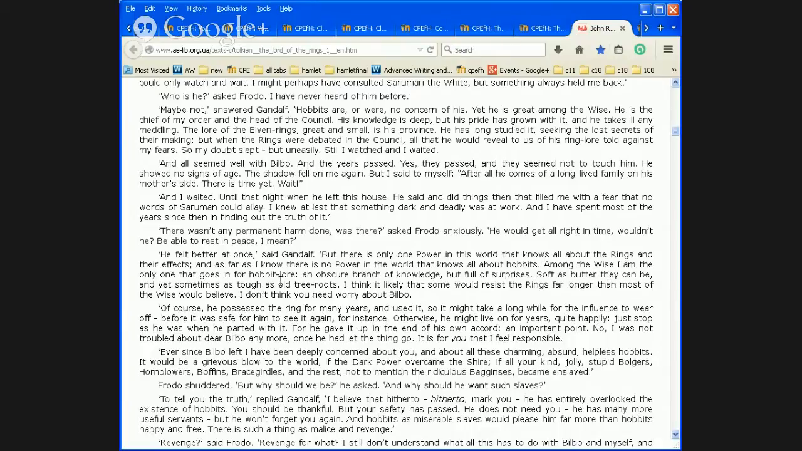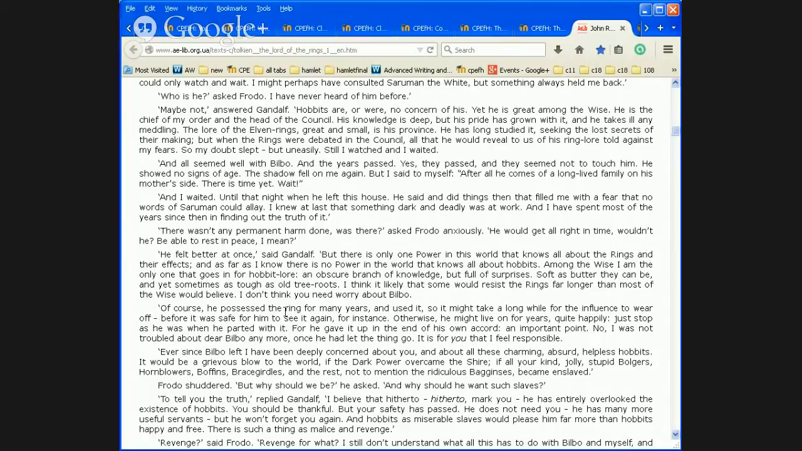Among the wise, I'm the only one that goes in for hobbit lore, an obscure branch of knowledge, but full of surprises. Soft as butter they can be, and yet sometimes as tough as old tree roots. I think it likely that some would resist the rings far longer than most of the wise would believe. I don't think you need worry about Bilbo.